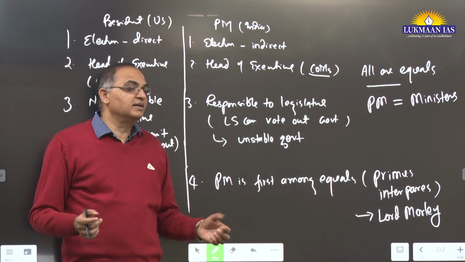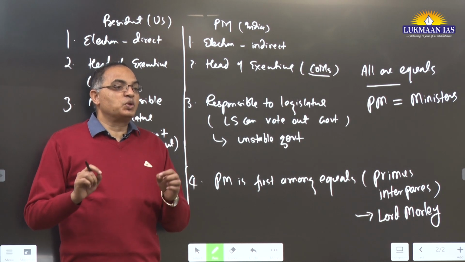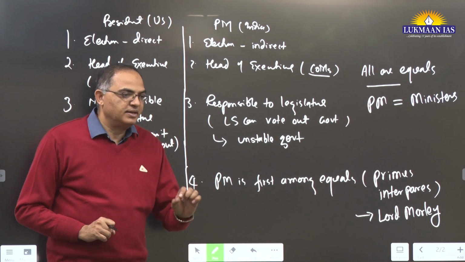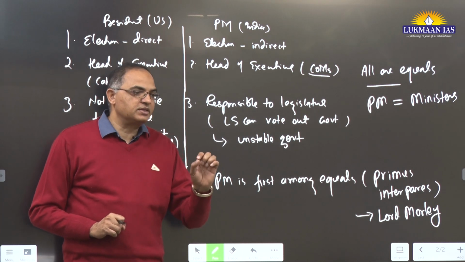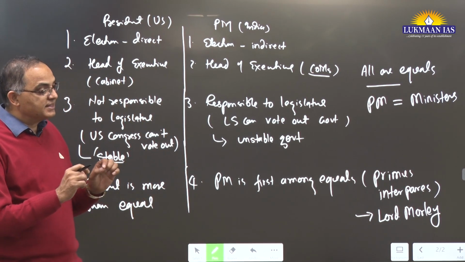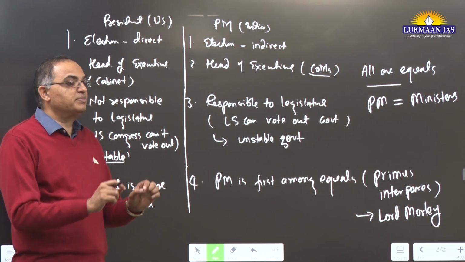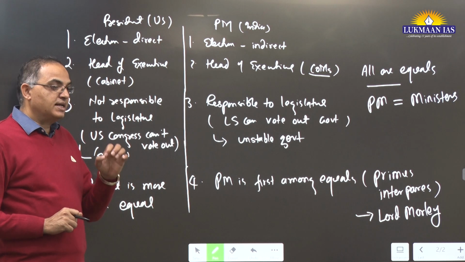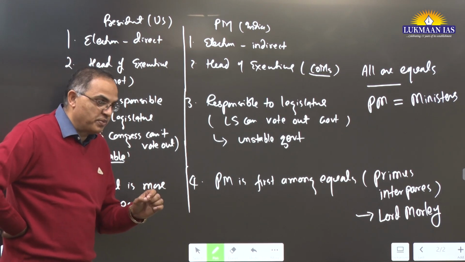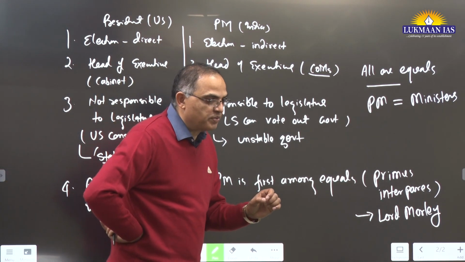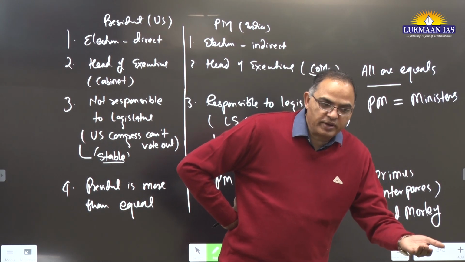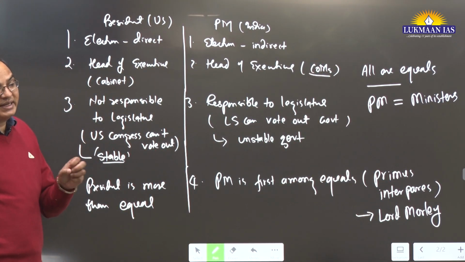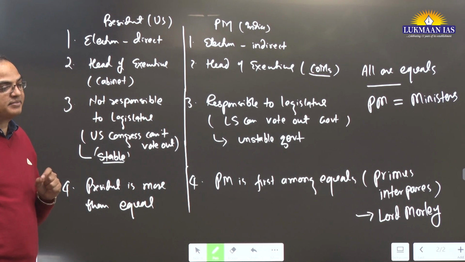Why has it been done? Because parliamentary democracy is known for collective responsibility, and the presidential system lacks responsibility. Through collective responsibility, cabinet form of government, Westminster model of government, which we will talk about when we take parliamentary democracy. So there are advantages of the parliamentary system.